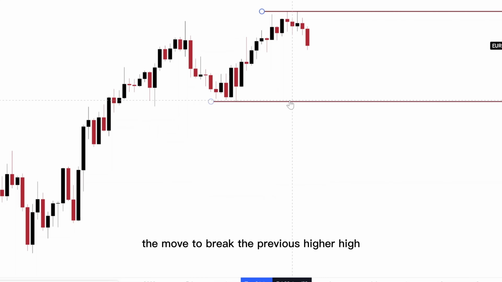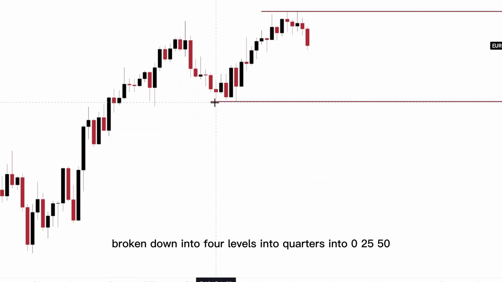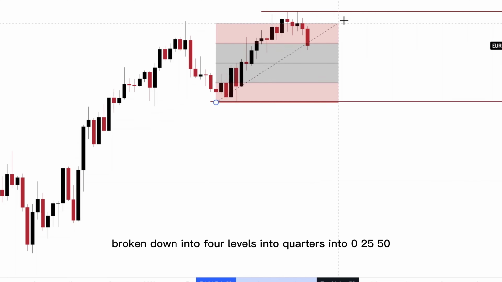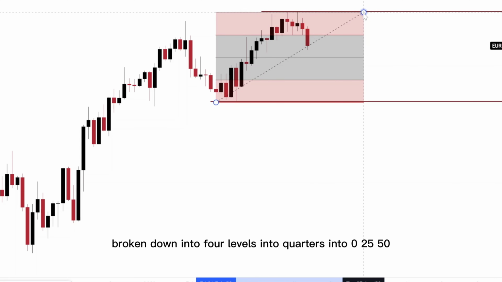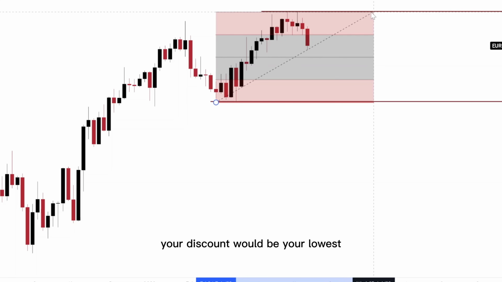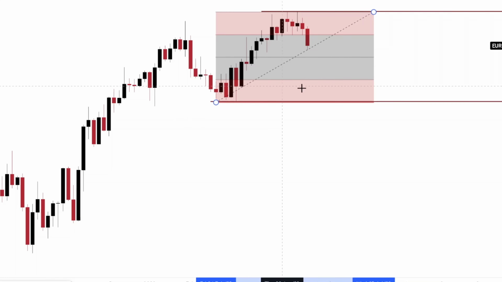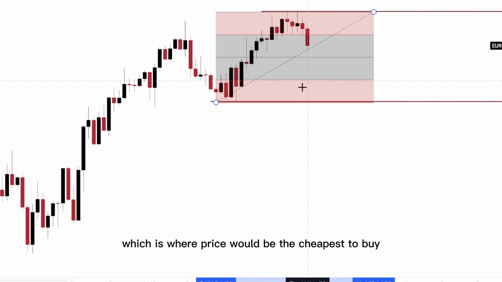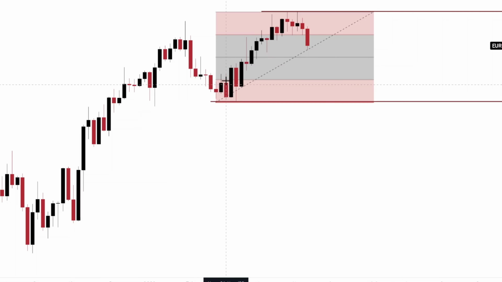So now that you have your new range, you'd want to pull out your fib broken down into four levels, into quarters, into 0, 25, 50, 75, and 100. And you want to locate your discount. What would be your discount? Your discount would be your lowest quarter, which is where price would be the cheapest to buy, which would be this area. So now what you want to do is highlight it.